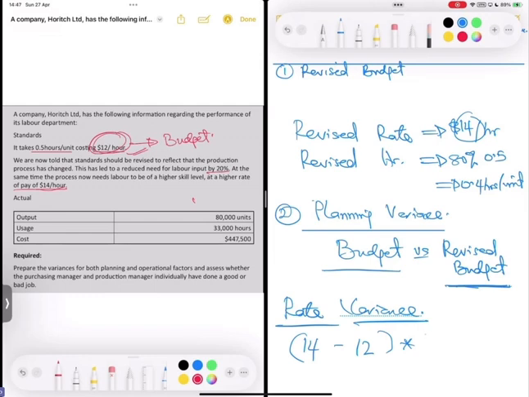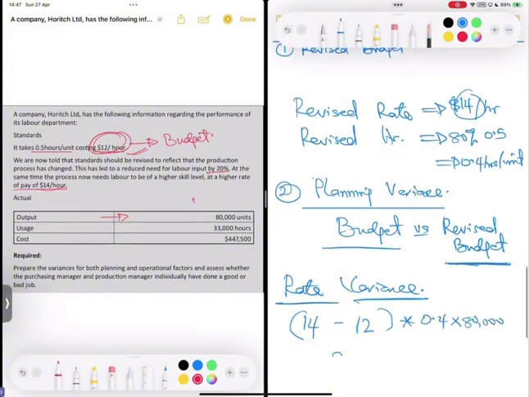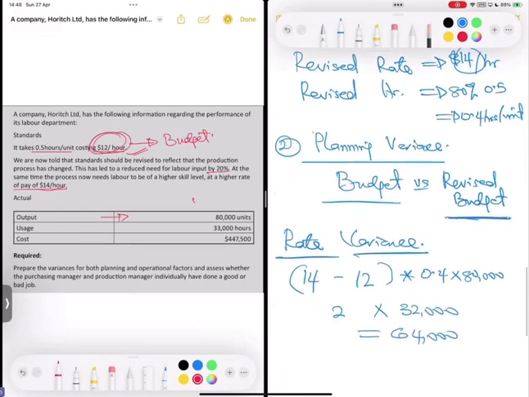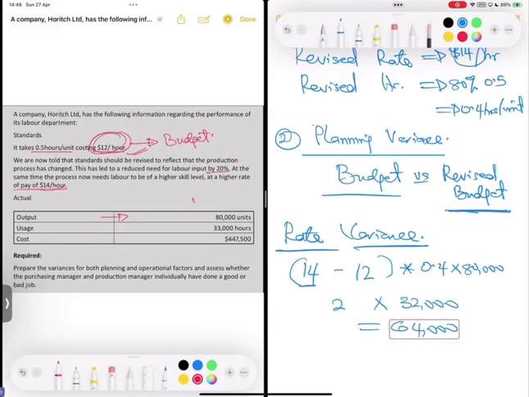And what would be the revised hours? That would be 0.4 multiplied by how many units output? It takes 0.4 hour per unit, so that means times 80,000. That would be 2 multiplied by, what's 0.4? That's 32, right? 32,000. And that's 64,000.